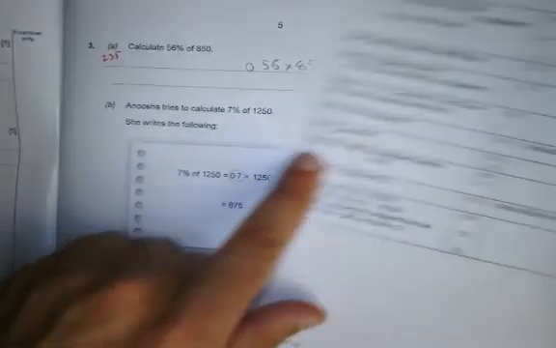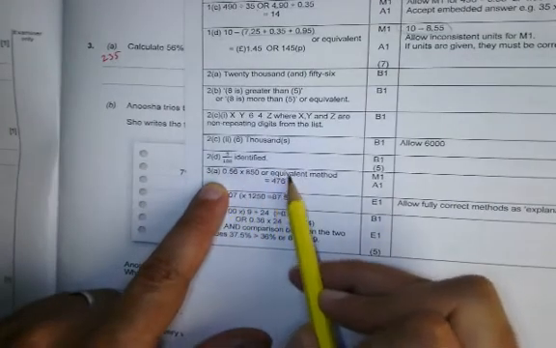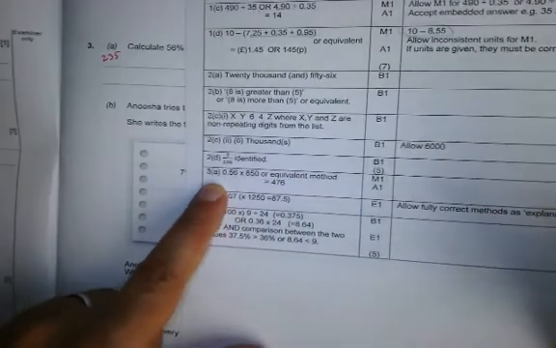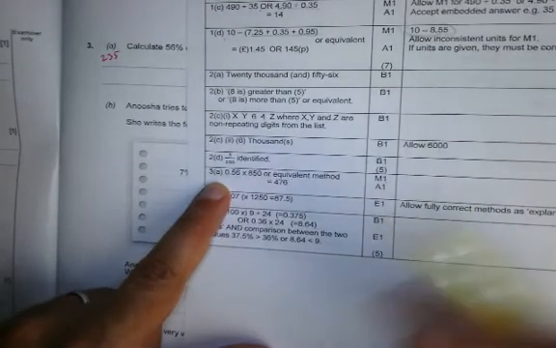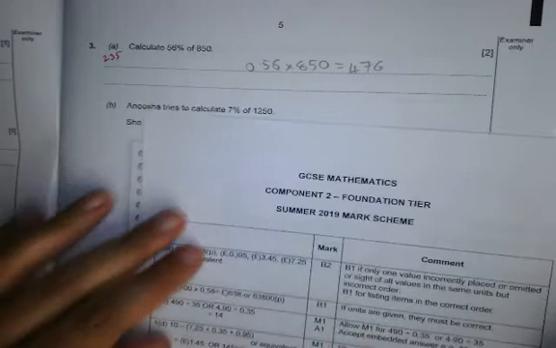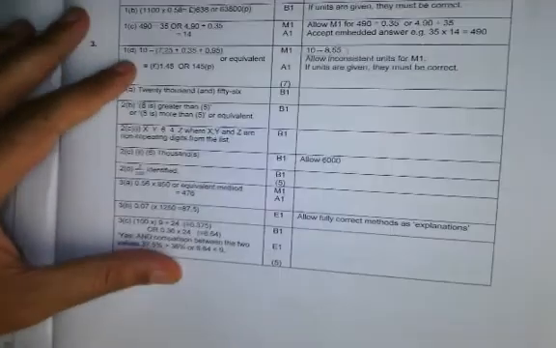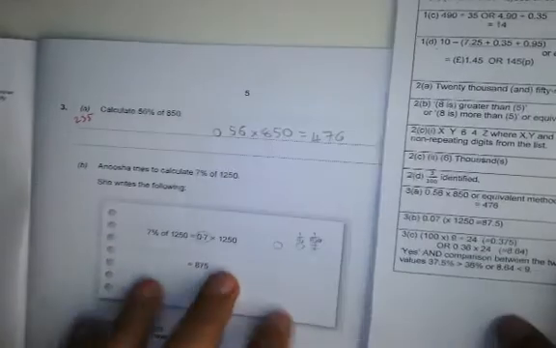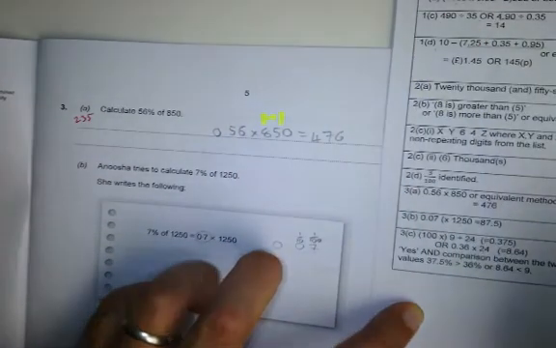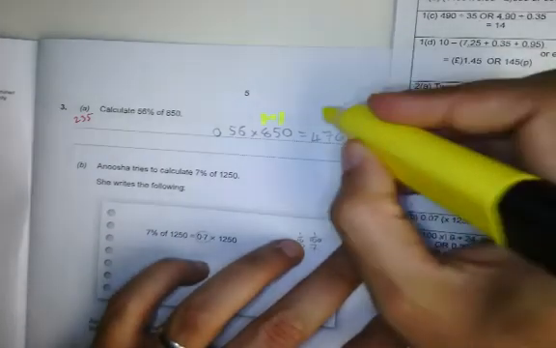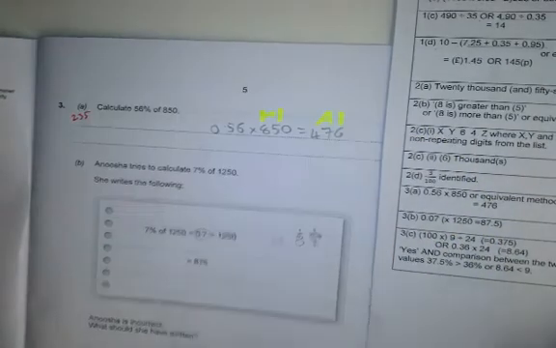So for 3A, 0.56 times 850 or equivalent method. What that means is if you have done the 10% to 1% and added everything up, then you will still get the method mark as long as it's a coherent method. But then you get an accuracy mark for the 476. So that means for our one there, actually writing the sum down gives me 1 mark. And then getting the 476 gets me the accuracy mark. So I've got 2 marks there.